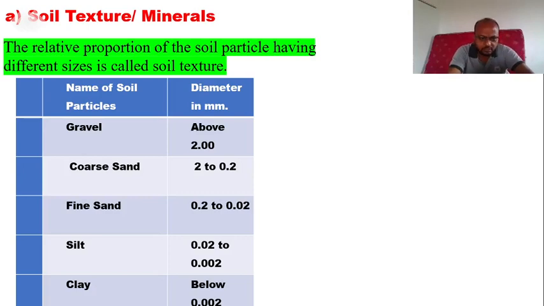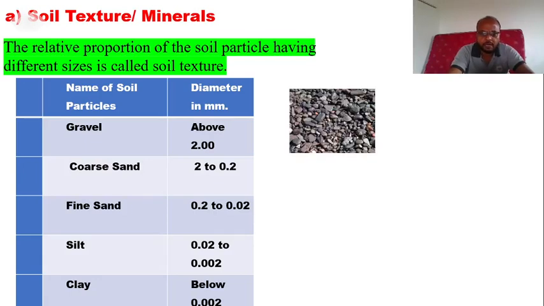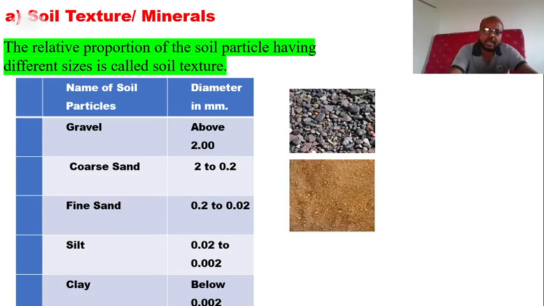So here in this table there is the soil particle and its diameter in mm. The first one is gravel. Gravel is an important particle in the soil which has a diameter of about 2 mm. That means when a particle is 2 mm or more in the soil, it is called gravel. Second one is coarse sand. In soil there is some coarse sand, which measures about 2 to 0.2 mm. So this is called coarse sand.